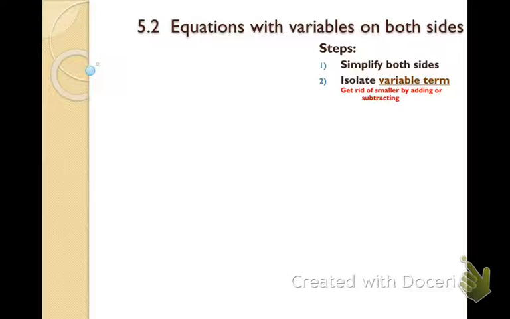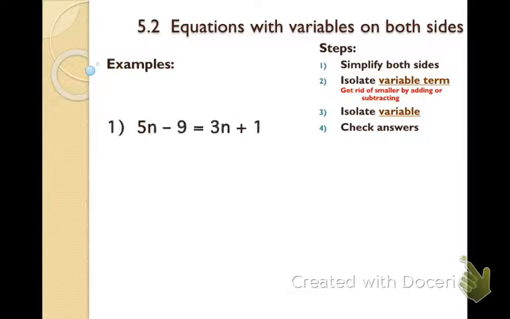This is going to look a little different because there's going to be a little extra in this step. We're going to have to get rid of the smaller by adding or subtracting, and I'll explain that. Third step is we then isolate the variable. And lastly, it's always nice to check your answers. So let's jump in with an example.